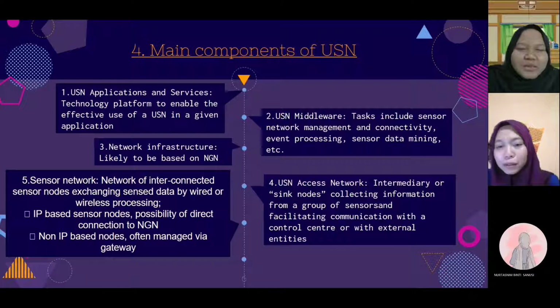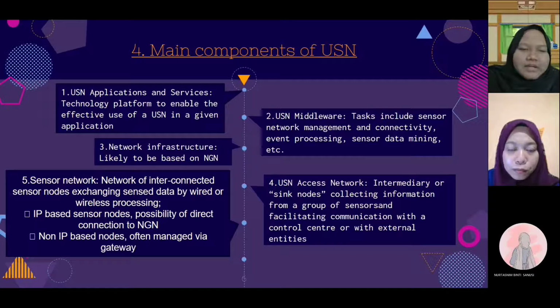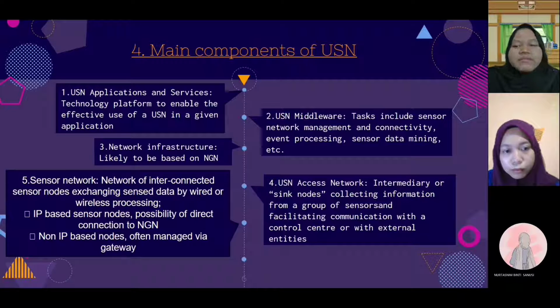Number five, sensor network. Network of interconnected sensor nodes exchanging sensed data by wire or wireless processing. IP addressable sensor nodes, with the possibility of direct connection to NGN. Non-IP based nodes are often managed via a gateway.